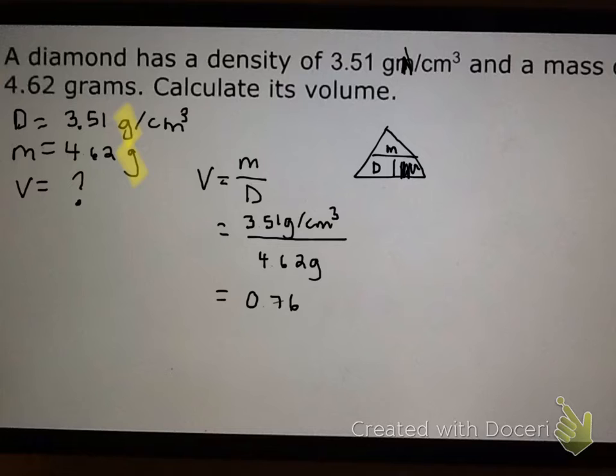The last thing to think about is what units my volume is going to be measured in. And that's why I asked you to write your units in your equation, because if we look here, our grams have canceled each other out, so we're left with centimeters cubed. So that means that my volume must be 0.76 or 76/100ths centimeters cubed.